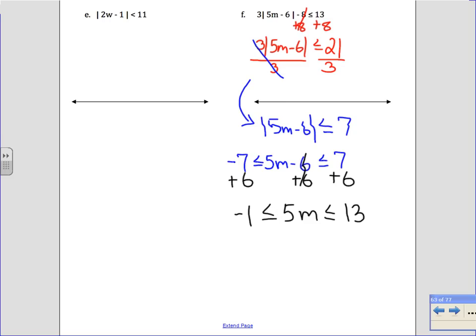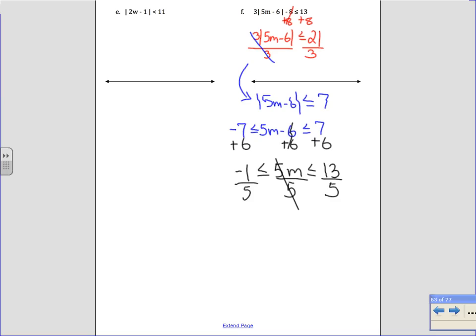So the opposite of multiplication is division. To get rid of the 5, and I know this isn't going to be a nice answer, we divide every part by 5. What you do to the middle, you have to do to the left and to the right. So I'm going to rewrite this. We have negative 1/5 less than or equal to m less than or equal to 13/5. You can change these to decimals if you want at this point. I'm going to leave them as fractions because typically your answers will be written as simplified fractions.